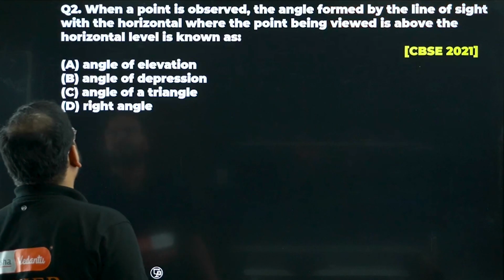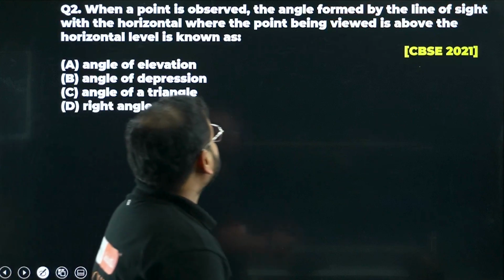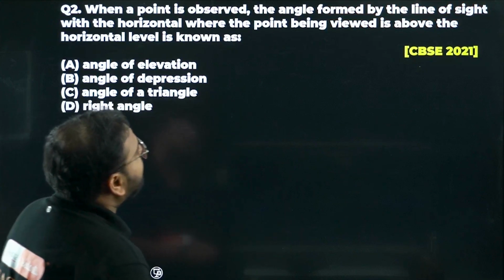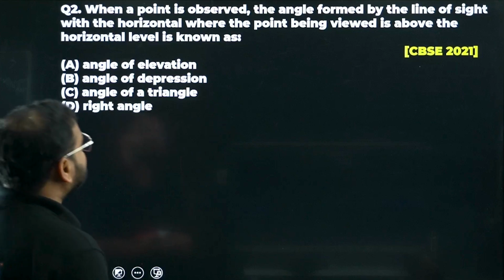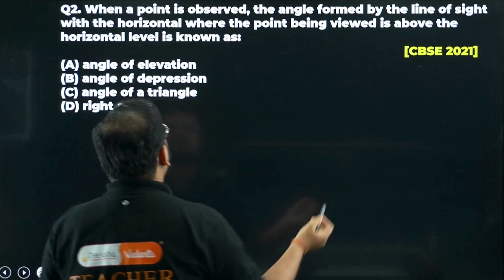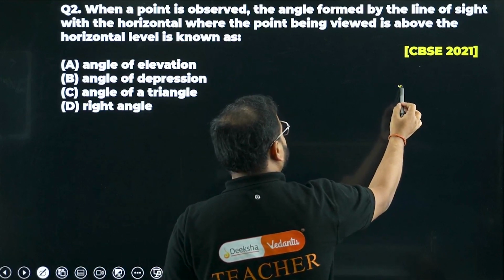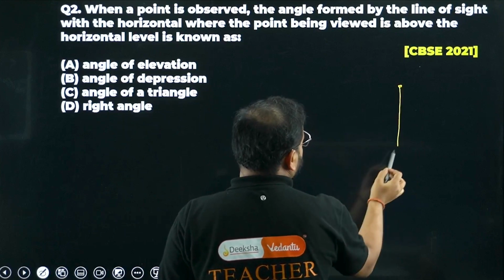Question number 2. When a point is observed, the angle formed by the line of sight with the horizontal, okay, means let's say there's a point over here that we are observing, which is at a height like this.